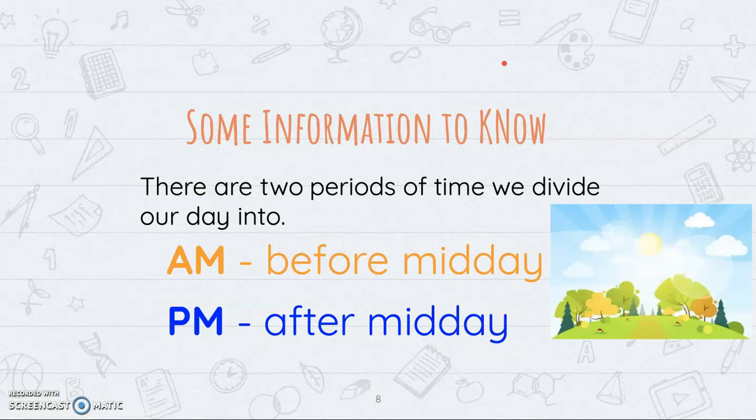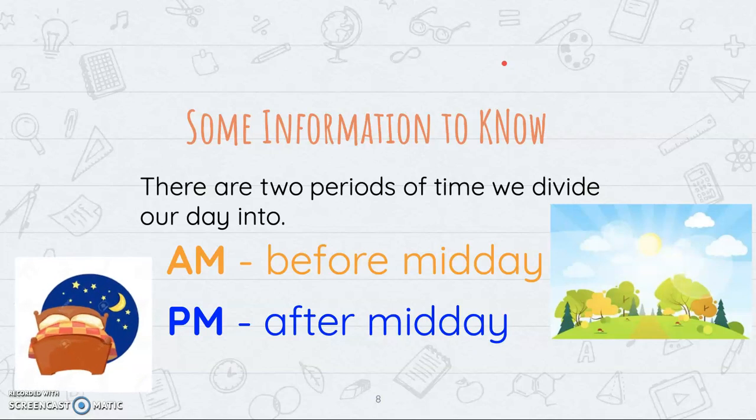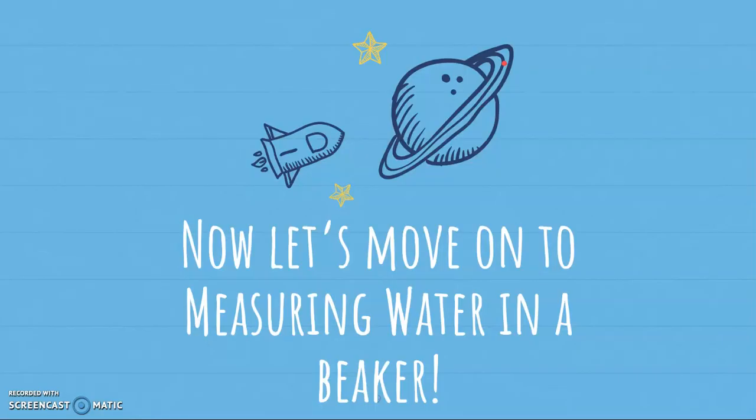If I want to go to sleep at 8 at night, I would have to say I will sleep at 8 p.m. Okay, so let's move on to measuring water in a beaker, which is a skill that many students will have to use as they go into science labs.